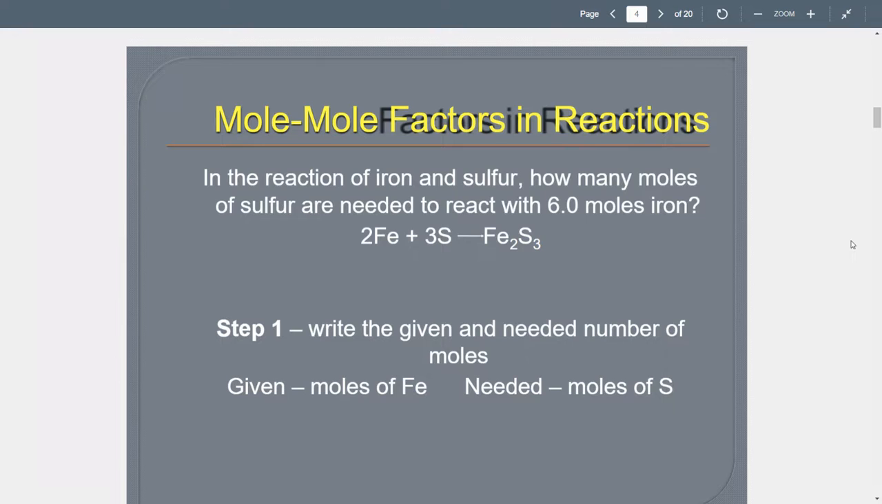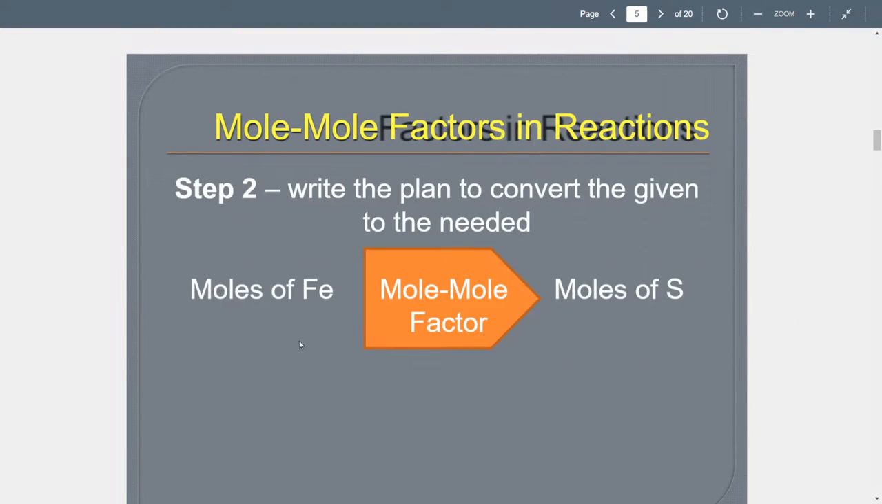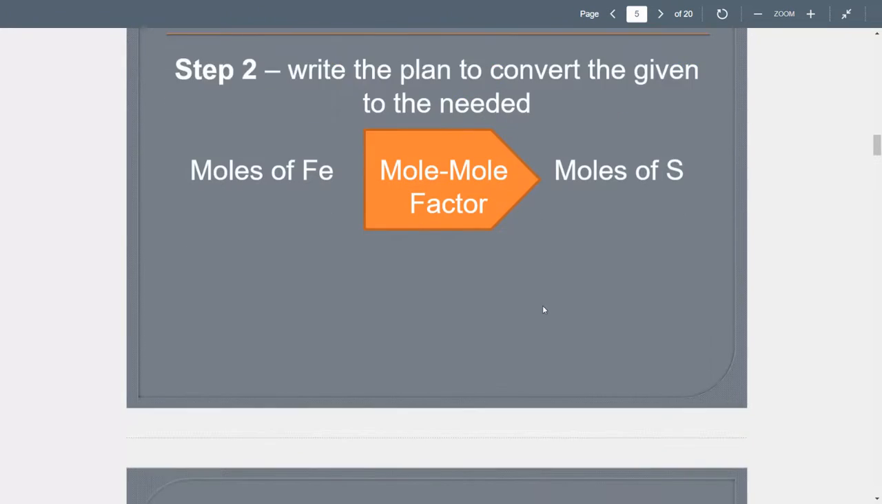What's the number in front of sulfur? 3. So you write 3 here. What's the number in front of iron? 2. So you're using that mole ratio, sometimes called the mole factor, in order to convert from moles of iron to moles of sulfur. Again, this is kind of your plan here. That 2 to 3 ratio is being used in your T-chart in order to convert.